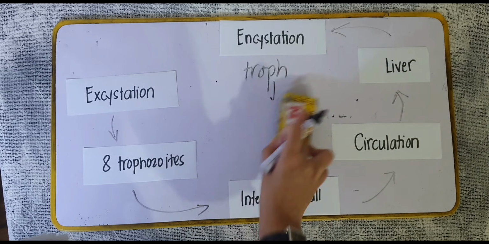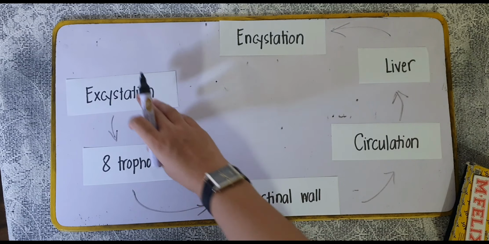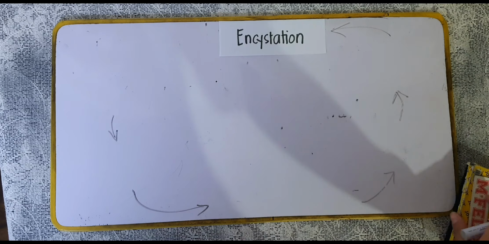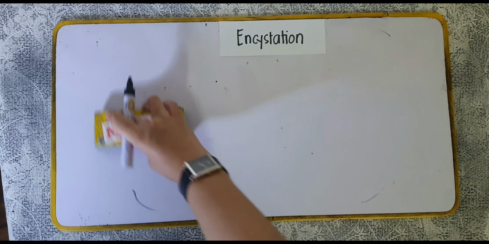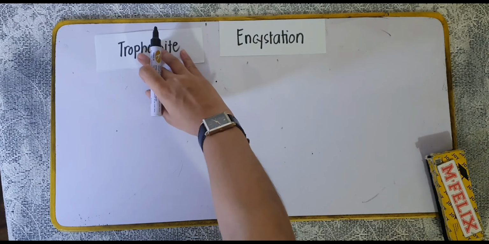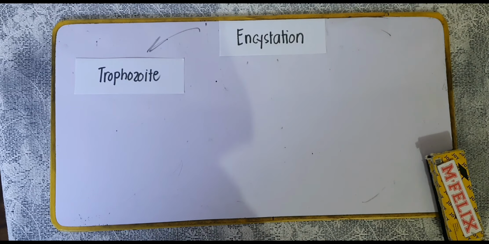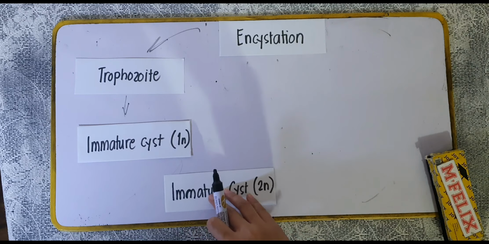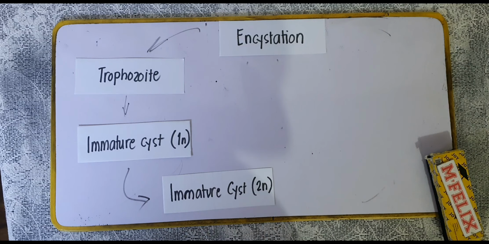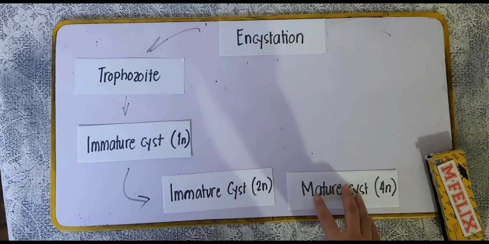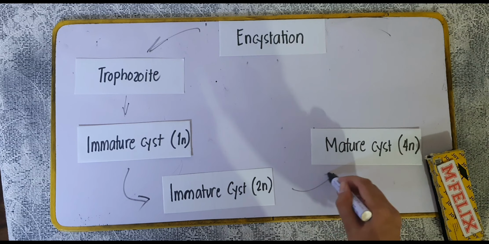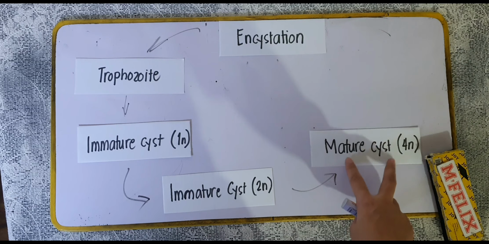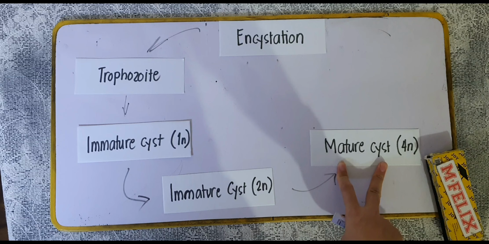Again, class, let us repeat. It will undergo encystation, wherein our trophozoite will undergo several developmental stages. From there, our trophozoite transforms into an immature cyst, 1 nucleus. Then after some time, it will produce 2 nuclei. Then finally, into a mature cyst, so 4 nuclei, quadrinucleated. Once the cyst is fully matured, this is the one that will be passed out in the feces.